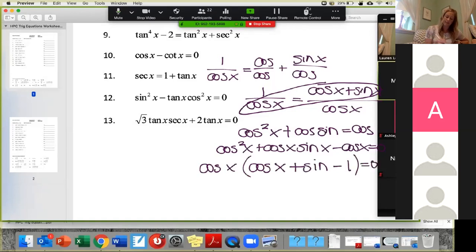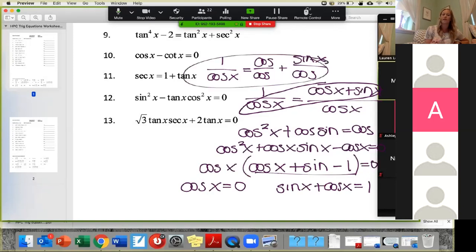And essentially, if I set my factors equal to 0 here, I would have cosine equals 0. And then this one doesn't really solve nicely, but it's basically saying sine plus cosine equals 1. So even though that doesn't solve algebraically, you can kind of think through that one. Cosine equals 0. Before I ever do that, go back and look at the original. The denominator is all cosine, so should cosine really ever equal 0? No. So I would eliminate that and just get answers from this.